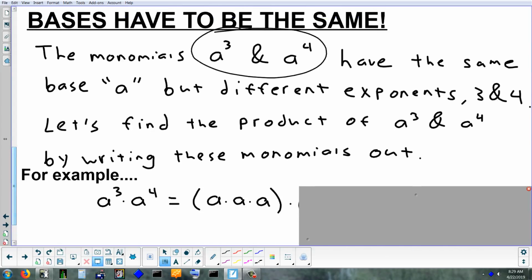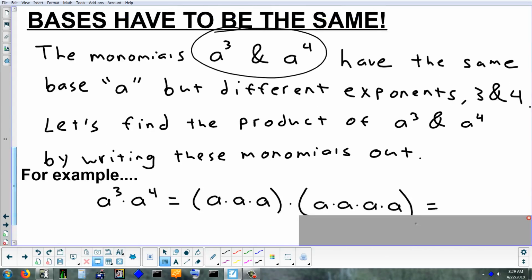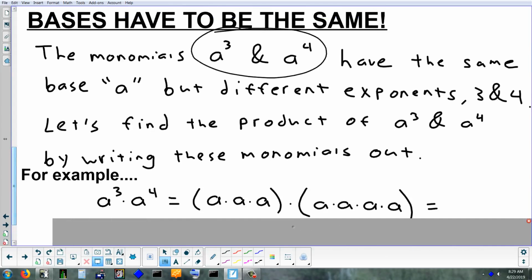Times, because we're multiplying, we're finding the product. What would be the next thing? A, and then times A 4 times again. Times A 4 more times. A times A times A times A.